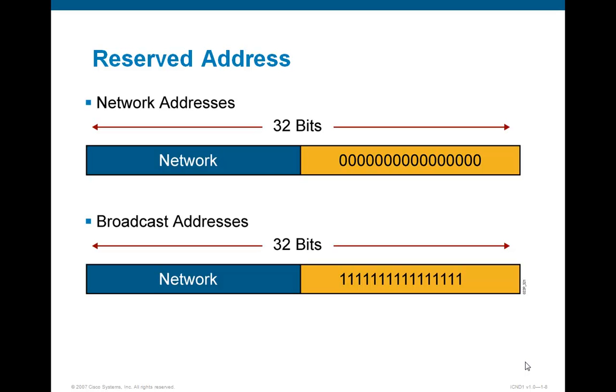Now there are 2 IP addresses reserved for each group of address class. Each particular network address has 2 IPs taken out from normal use. The first one is the network address, the second one is the broadcast address.